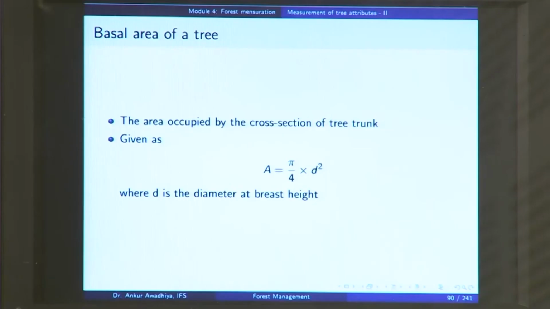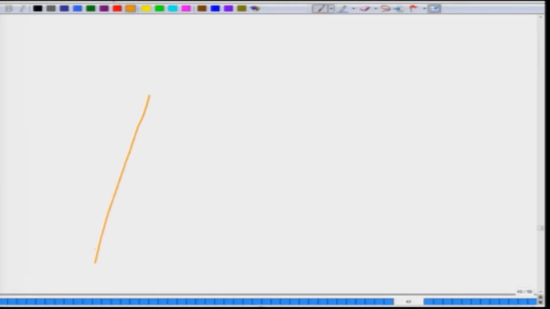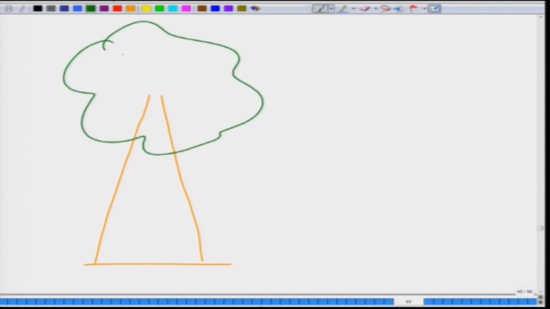Now, let us have a look at what is the basal area of a tree. So, we now know how to measure the diameter of a tree, how to measure the height of a tree. Now, the next thing that we require is the basal area. Now, why do we need the basal area? You have this tree, you know the value of the DBH, you know the height of the tree or the height of the bole that you are interested in. So, you know the value of capital H.